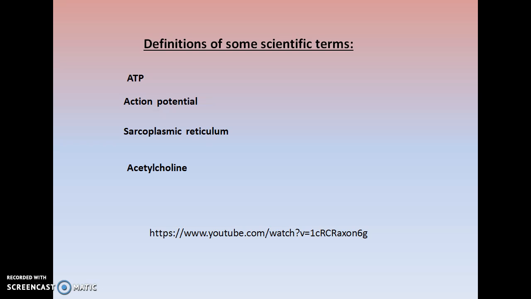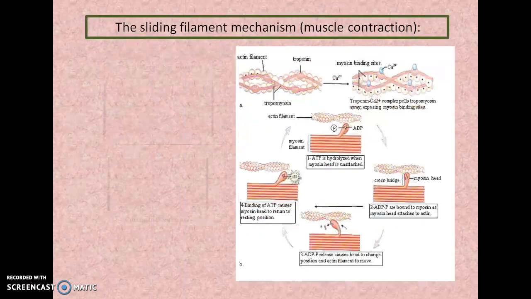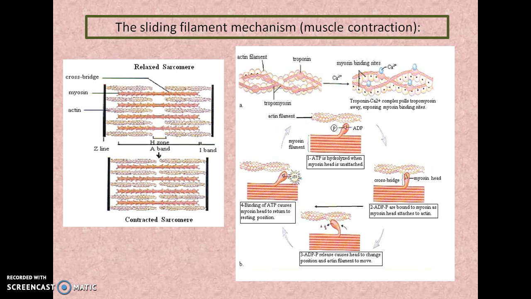Acetylcholine is a neurotransmitter located at the end of the nerve, and these are present in synaptic vesicles. When an action potential passes through the nerve, it stimulates the release of acetylcholine. Then they go to the receptor of the muscle and stimulate another action potential to happen, and then stimulate the release of calcium from the sarcoplasmic reticulum, and the process of muscle contraction will start. We will see how it is happening through the sliding filament mechanism.